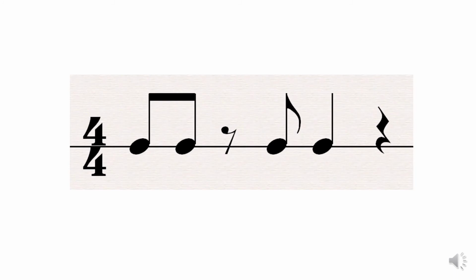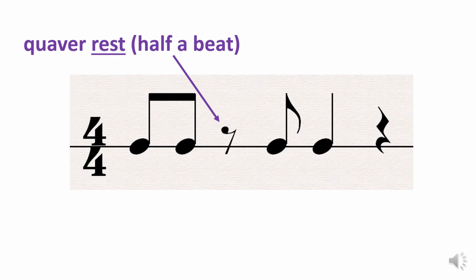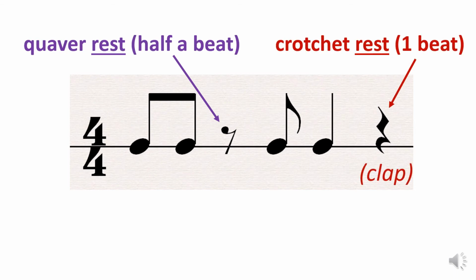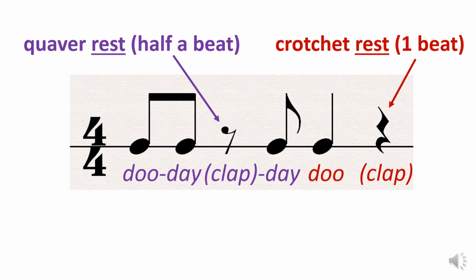Just like other notes, quavers have their own rests too. They look like this. If you remember from earlier, crotchet rests look like this, and for the quaver rest we add a clap like before, but it helps to say whichever part of the do-day has the rest silently in your head too. Here the do has the rest and the day is still there, so we would say for this whole rhythm, do-day, day, do.